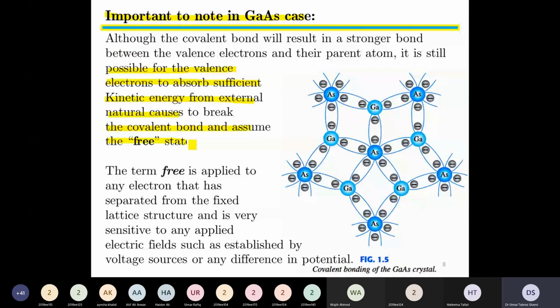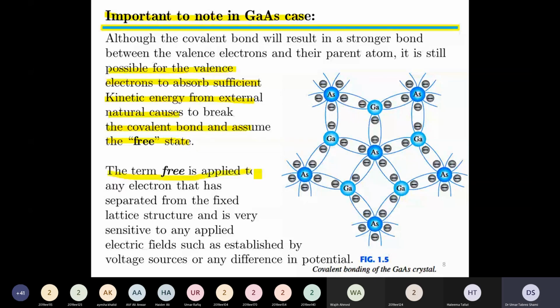Free state means that although we have a very strong covalent bond, even then if we apply some external energy, the electrons residing in the valence shell can still absorb kinetic energy and then move or jump into the conduction shell. And this is called the free state, where the electron is no longer the property of any one atom.